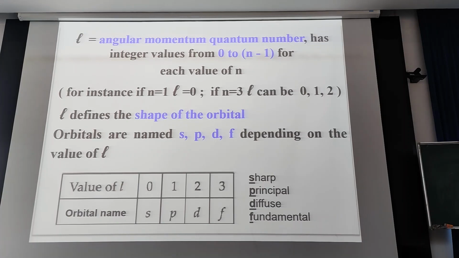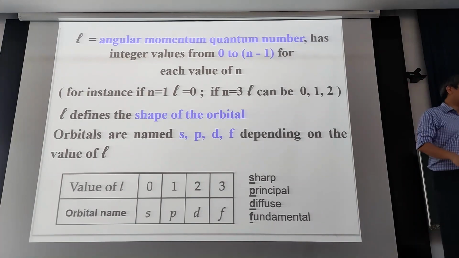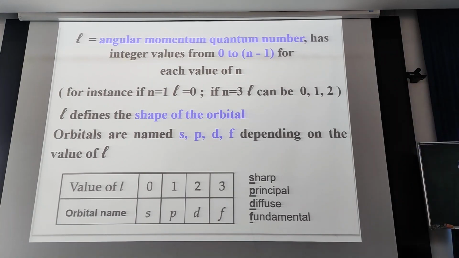L equal to 0, you have orbital s. L equal to 1, you have orbital p. L equal to 2, you have orbital d. And L equal to 3, you have orbital f. So there are 4 orbitals that you know for the moment. Okay?